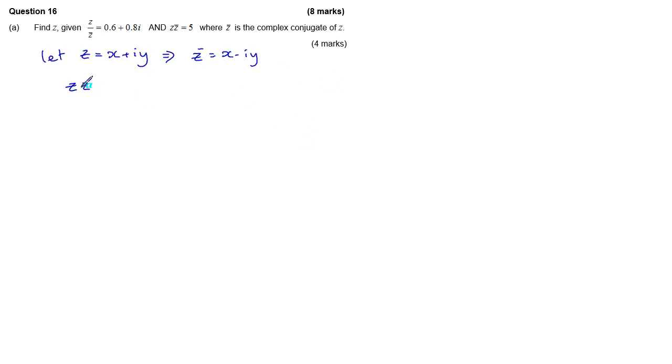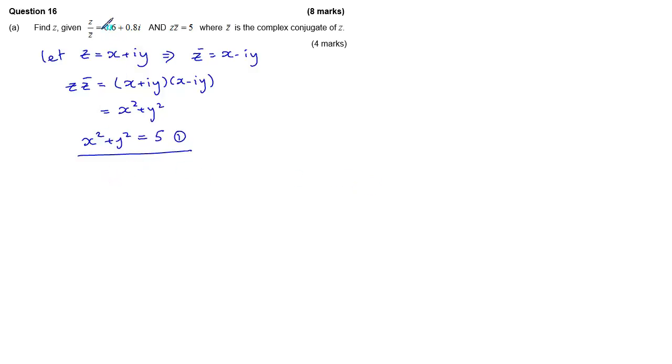So z times z bar will be x plus iy times x minus iy, which is x squared plus y squared. So we have that x squared plus y squared is equal to 5, and I'm going to call that equation 1.